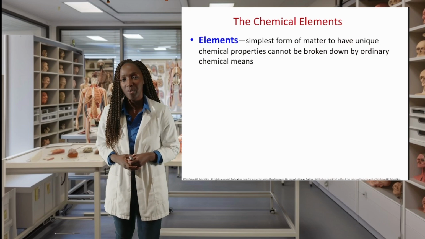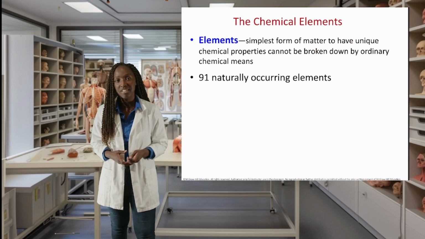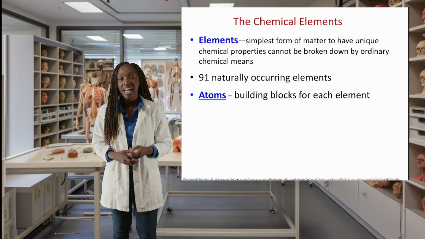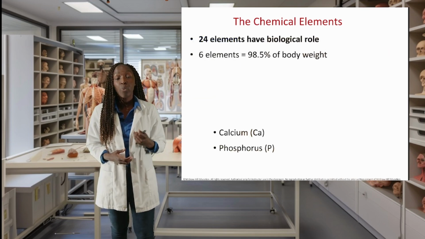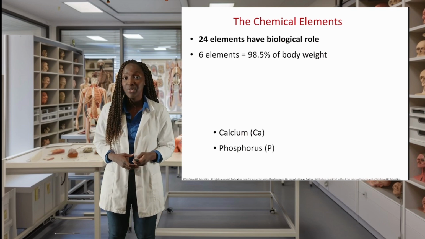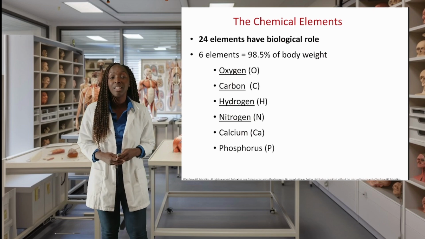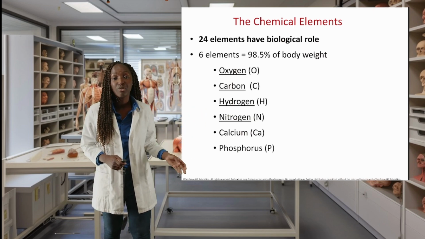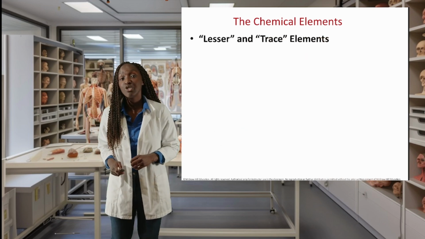Elements are the simplest form of matter to have unique chemical properties that cannot be broken down by ordinary chemical means. There are 91 elements that are naturally occurring, and each of these elements has a building block called atoms. We want to focus on the 24 elements that have a biological role. 6 of those elements make up 98.5% of body weight, and those 6 elements are oxygen, carbon, hydrogen, nitrogen, calcium, and phosphorus. We also have elements in smaller amounts called the lesser and trace elements.